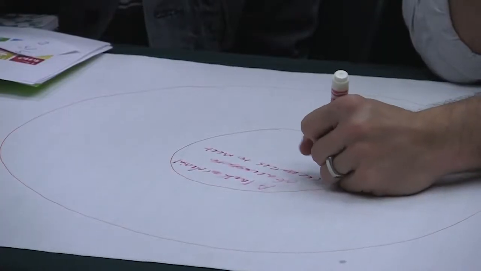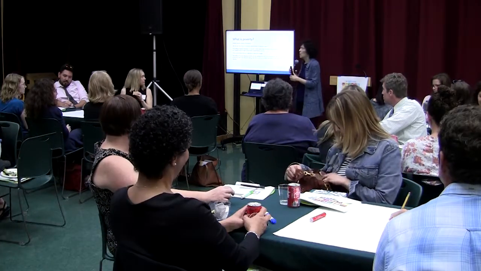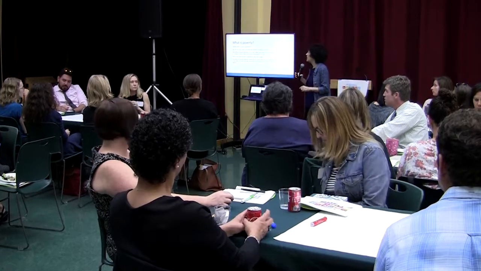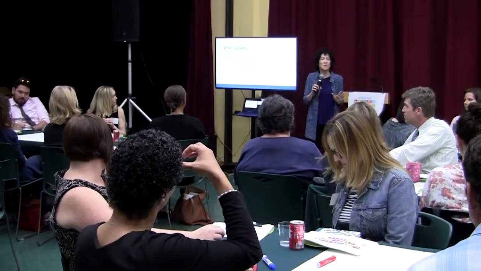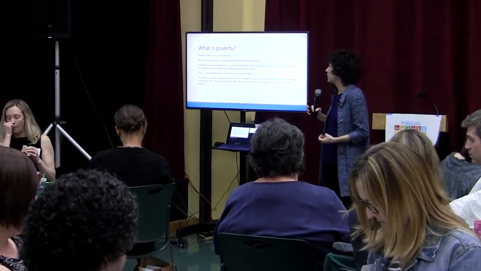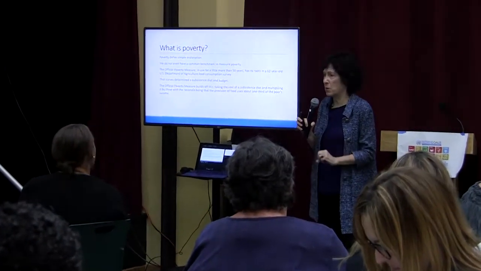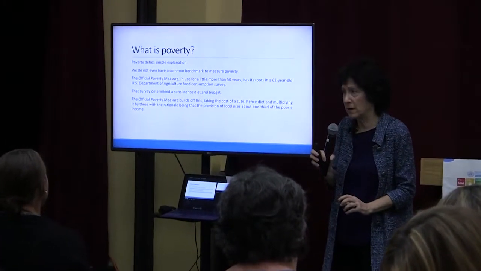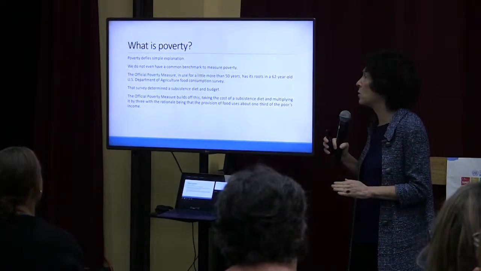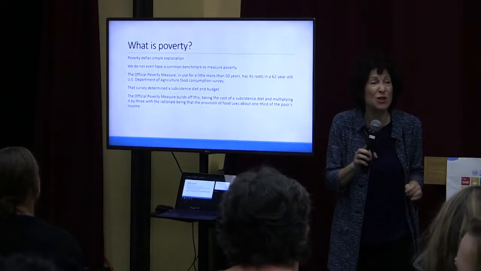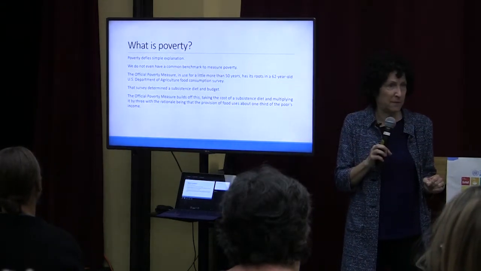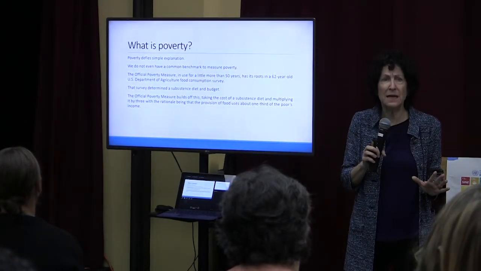All right. Here's what I was finding when I was looking, is that poverty defies a simple explanation. I think y'all did an amazing job. But when you think of it, it's difficult, because we don't even have a common benchmark as a country. So the official poverty measure, in use for a little more than 50 years, has its roots in a 62-year-old U.S. Department of Agriculture food consumption survey. A little dated, perhaps.